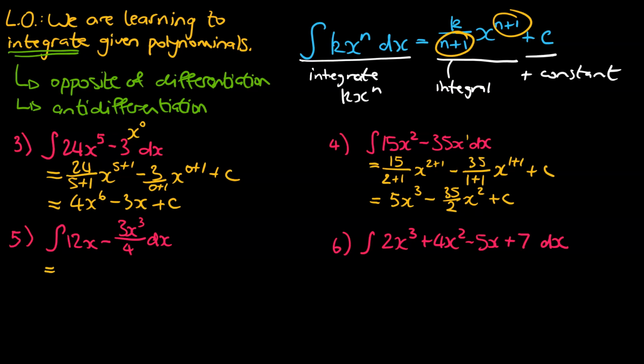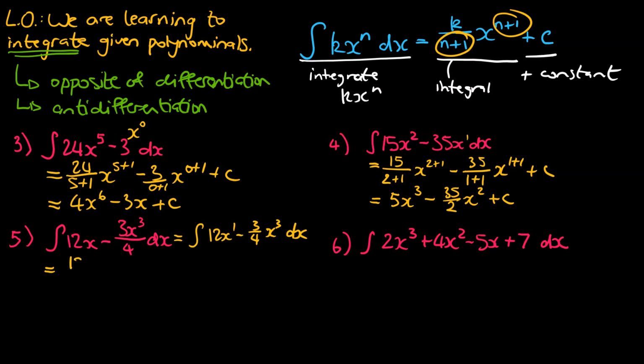Number 5 down the bottom here. So a bit of manipulation or changing the equation, I think, might make it easier. So we've got 12x to the power of 1, take away 3/4 of x cubed dx. So I'm just changing this, so I'm just making it a bit clearer what the k value actually is. And we will need to utilize our fraction skills in solving this problem.